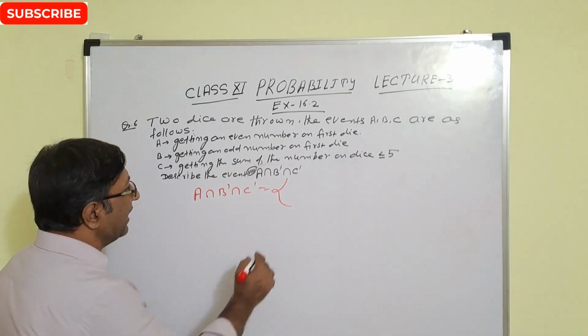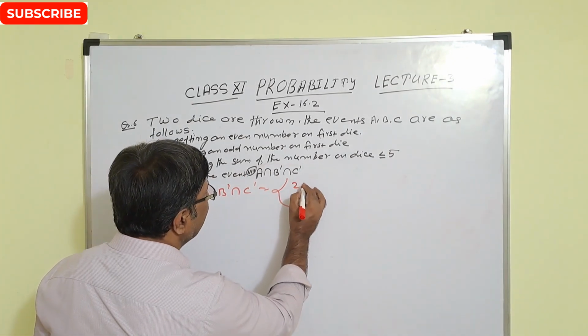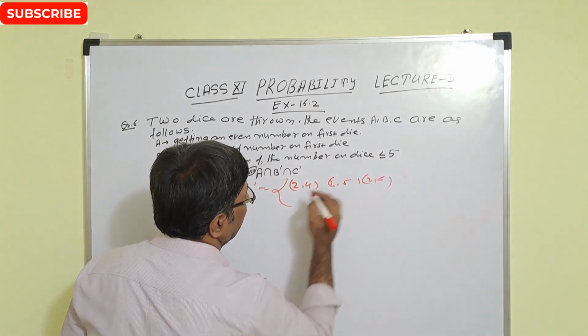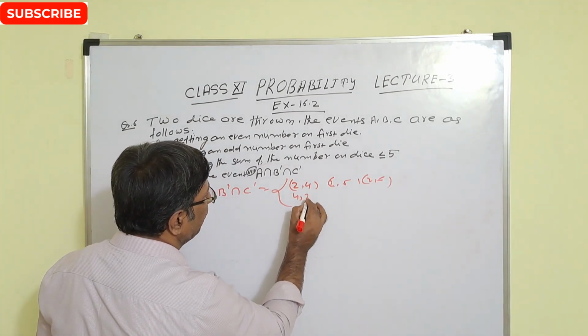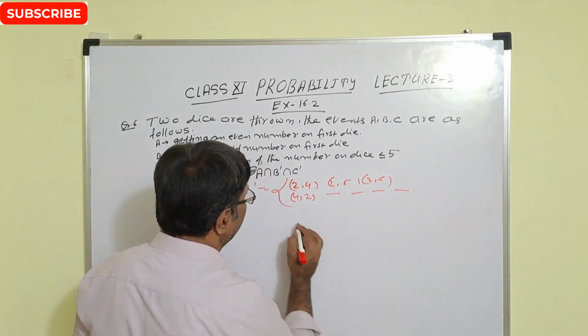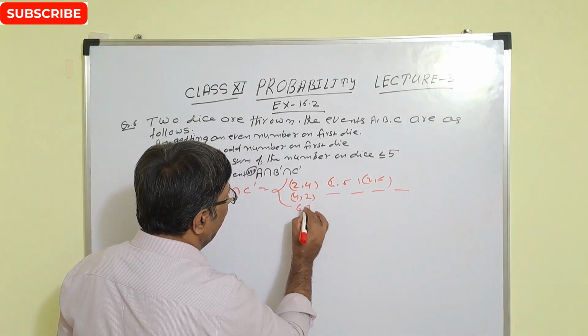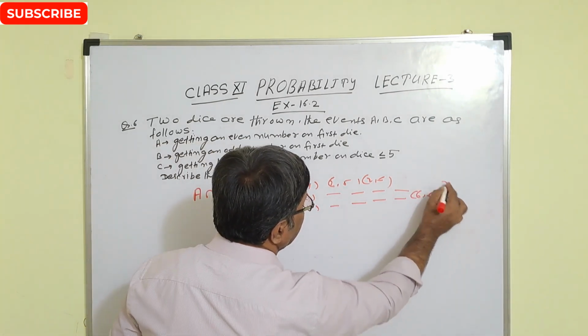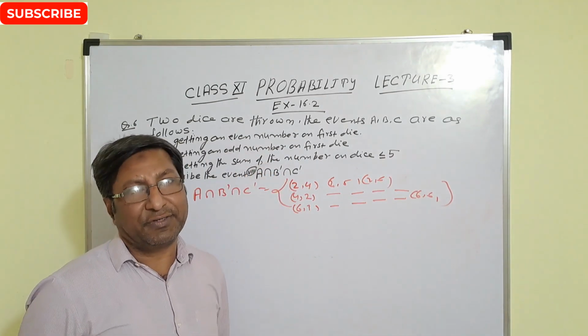So our right answer will be what? That is 2 4, 2 5 and 2 6. In the same way this is 4 2, 4 3, 4 4, 4 5, 4 6. Again here 6 1, 6 2, 6 3, 6 4, 6 5 and 6 6. These are the correct answers.